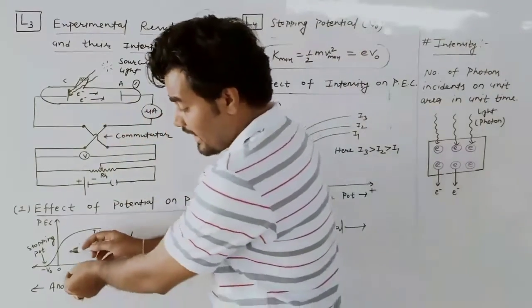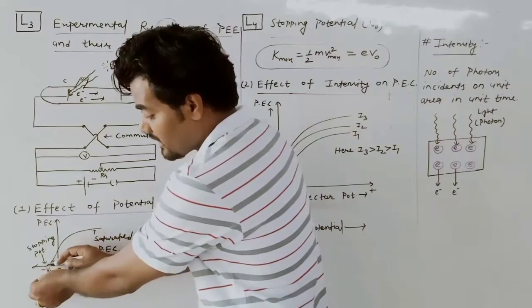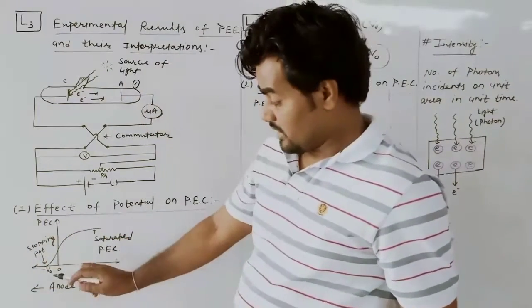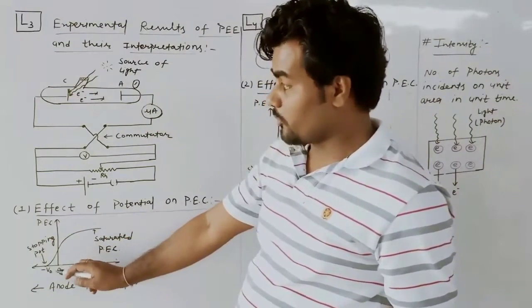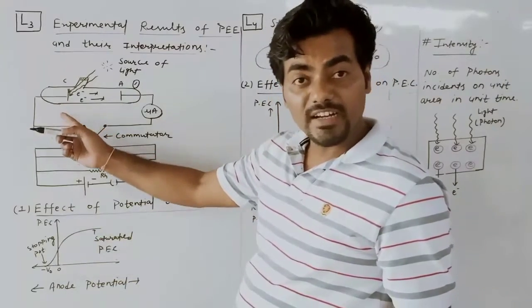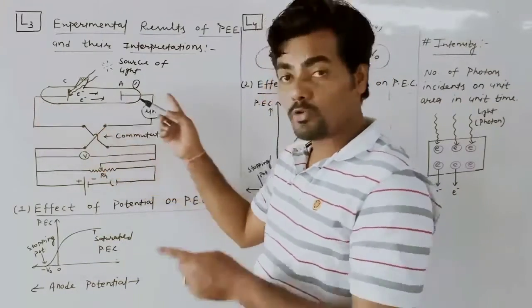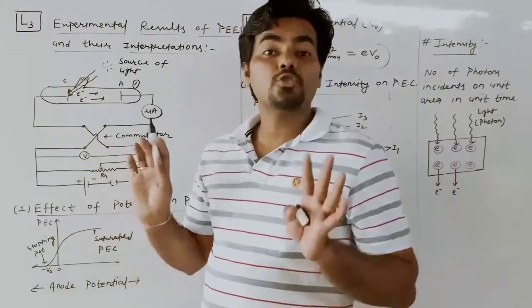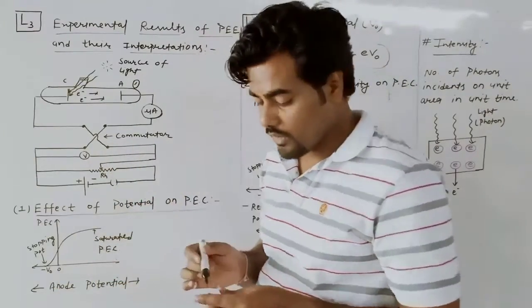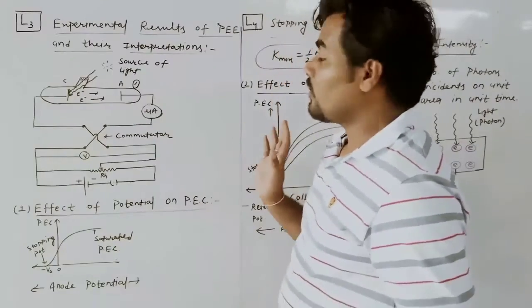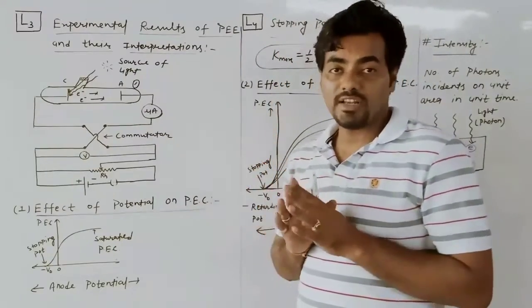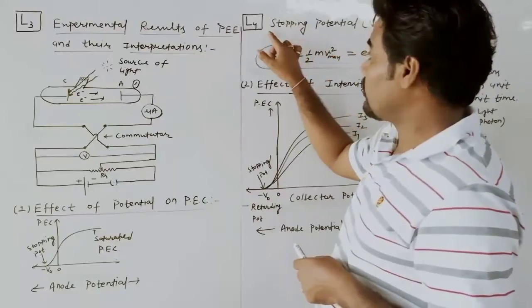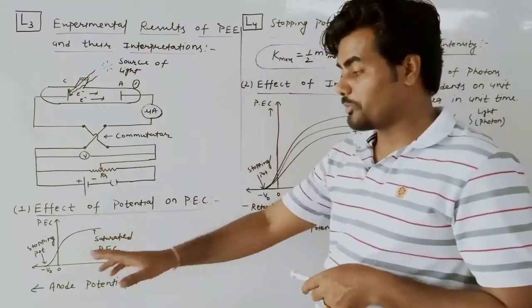At a certain negative potential the photoelectric current becomes 0. That is, at this negative potential the electron of the greatest kinetic energy is not able to reach up to the anode. This negative potential is known as stopping potential. So today is our fourth lecture. We will start from the stopping potential.